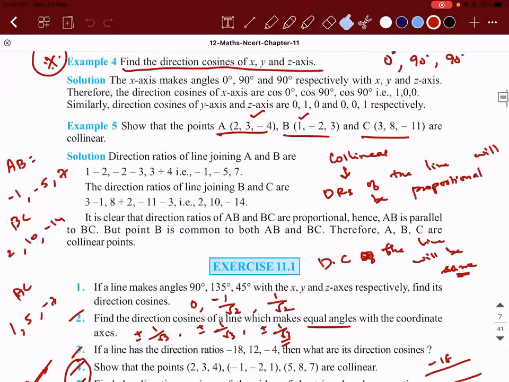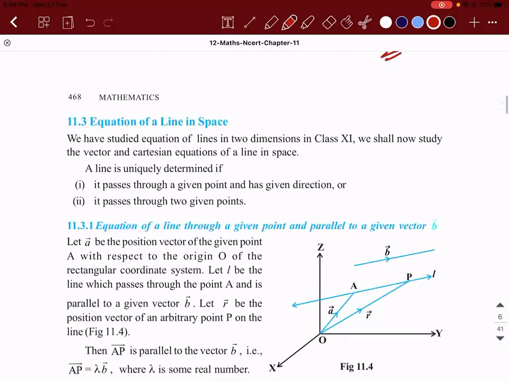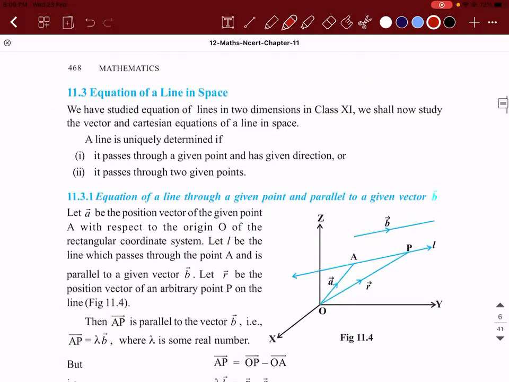Before that, is there any doubt from yesterday's discussion? Any point that is not clear? Any doubt between direction cosine and direction ratio? No doubt, sir. Yes, sir.